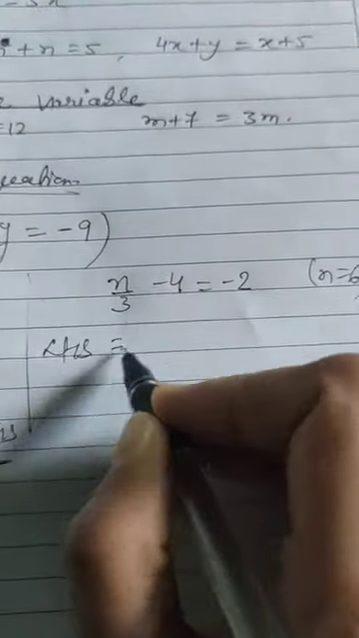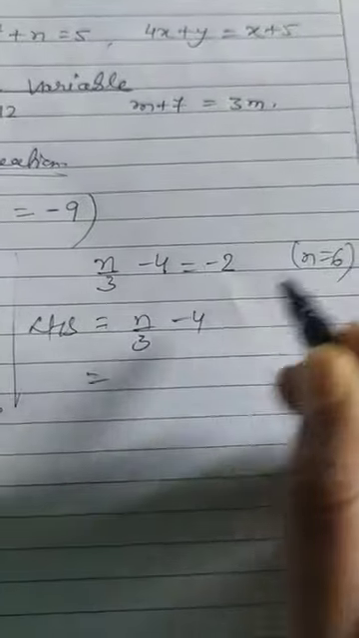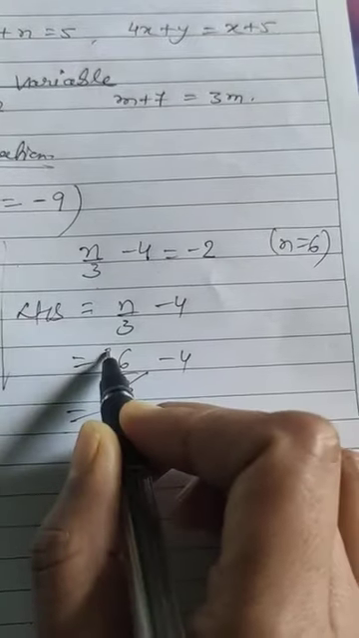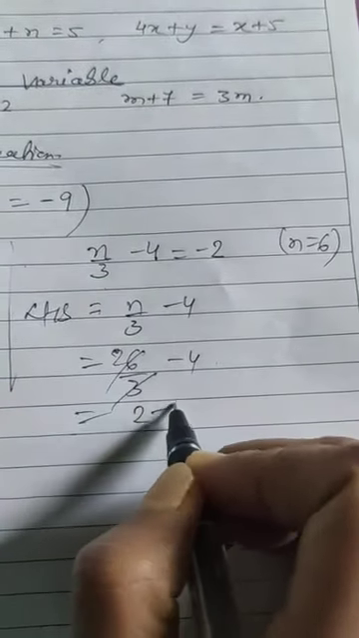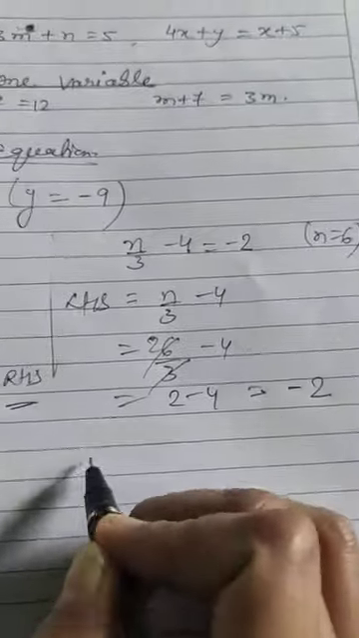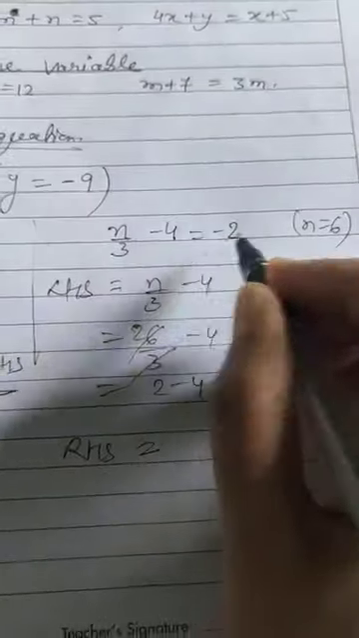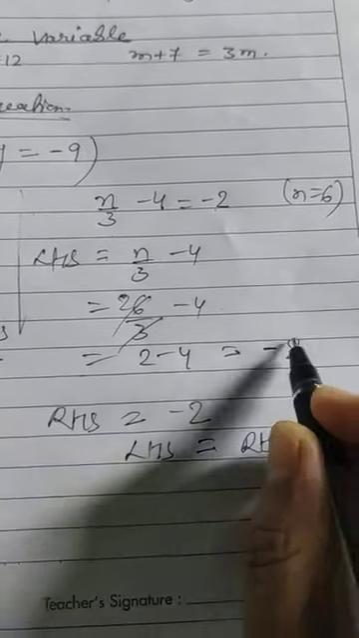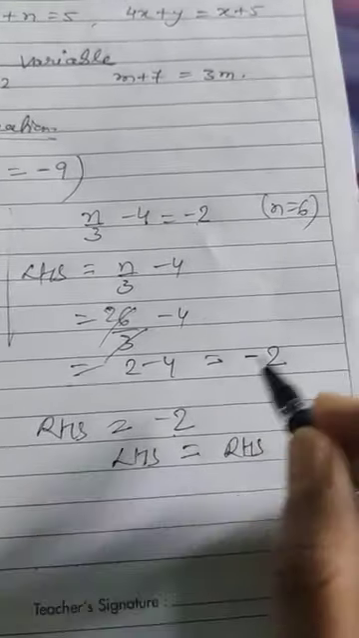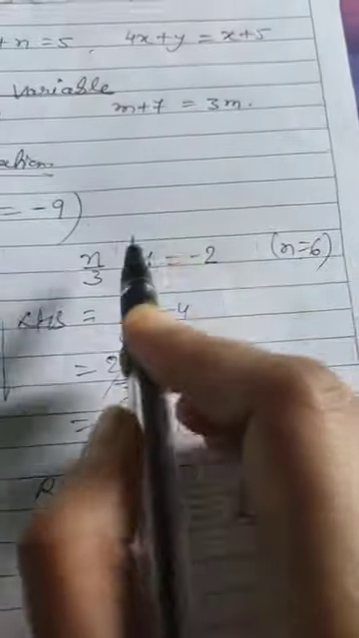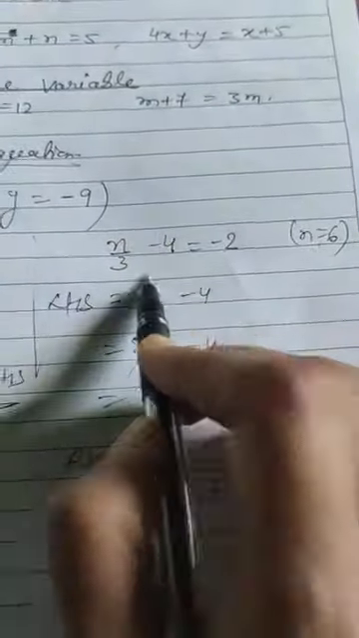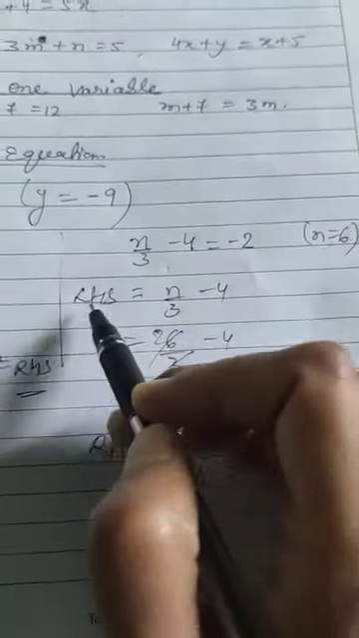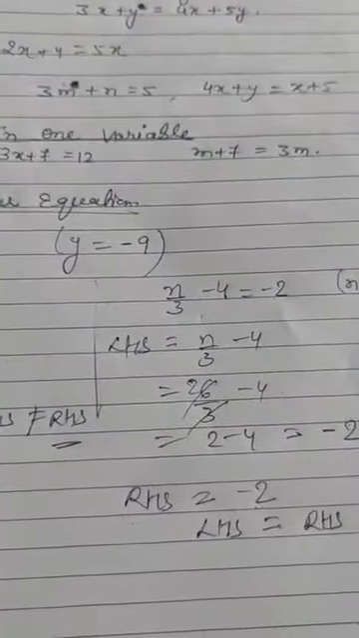So take the LHS. LHS is equal to n by 3 minus 4. Put the value of n, that is 6. 6 by 3 minus 4. 3 2s are 6. 2 minus 4 will be equal to minus 2. And what is RHS? RHS is minus 2 only. So here LHS is equal to RHS. You can see both are equal. It means yes, n is equal to 6 is the solution of this linear equation. Got it? How to check the linear equation solution? LHS and RHS value should be the same.